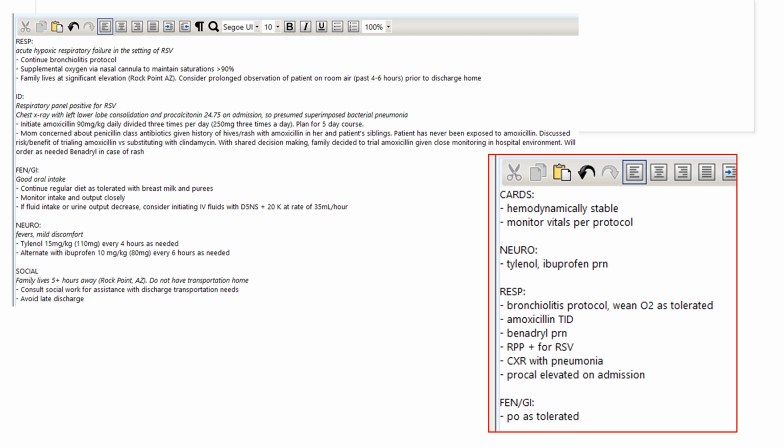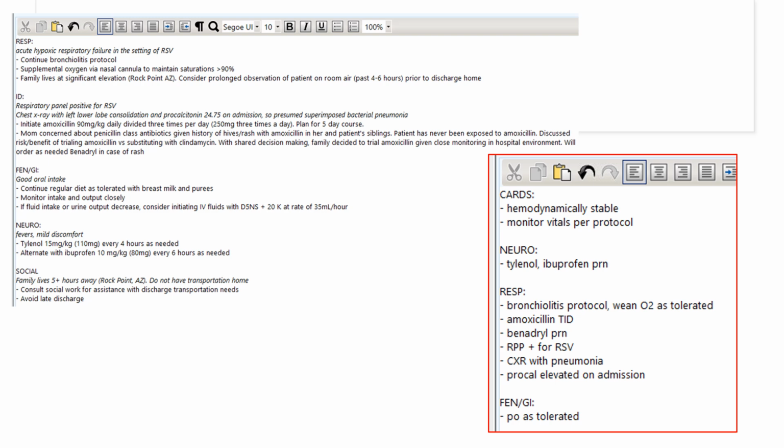First off, when we're thinking about this patient, this is a patient with RSV bronchiolitis and superimposed bacterial pneumonia. So to me, the most important systems that we want to address for this patient are the respiratory and infectious disease systems. However, in this bottom right note, the first two systems mentioned are cardiology and neurology. And so by the time we get to the meat of the plan, we may have lost our reader already. And then when we take a look at those cardiology and neurology sections, they don't really tell us much that's important in the care of this patient. They're saying they're hemodynamically stable and we're going to monitor their vitals per protocol. Well, that's not really saying much.